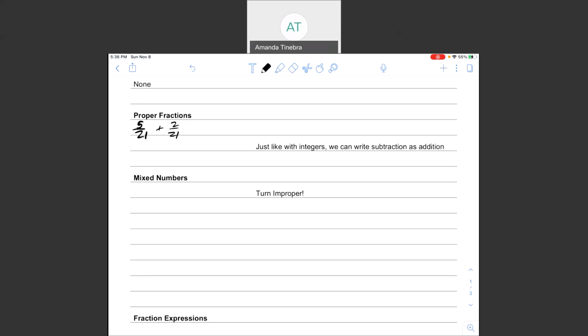If we have that, all we're going to do is 5 over 21 plus 2 over 21. All we have to do is add the tops together because we already have a common denominator, which is really, really important. 21 is the denominator for both of these, so we can do 5 over 21 plus 2 over 21. Adding the tops, 5 plus 2 is 7 over 21.